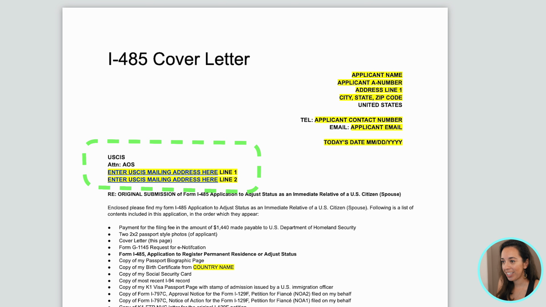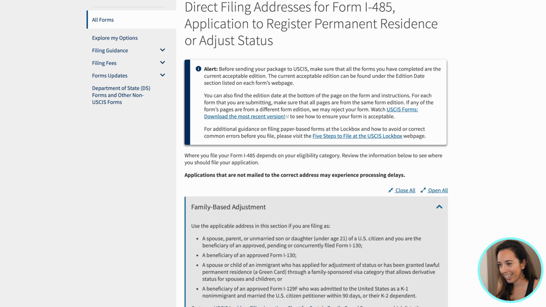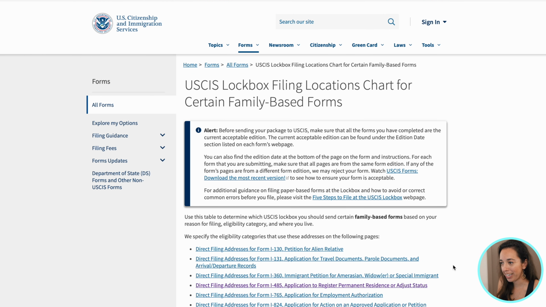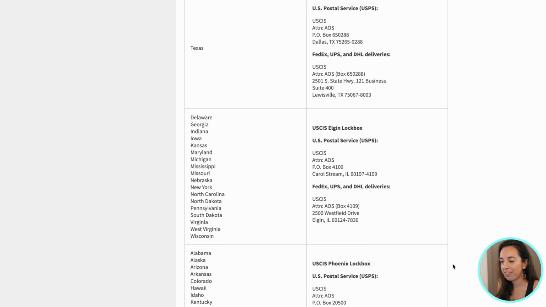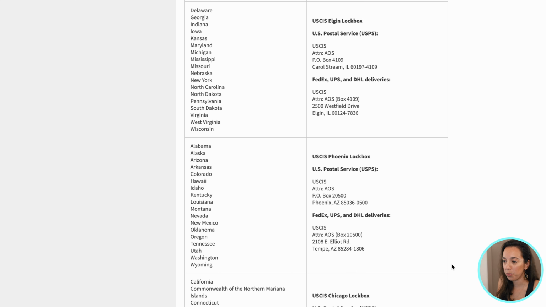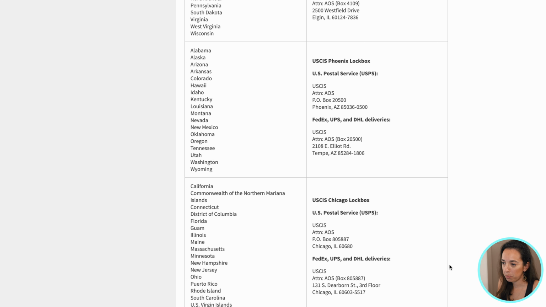We then included the USCIS mailing address that we sent our application to. To find out where to mail your application, you're going to go onto the USCIS website and find the lockbox filing location chart for family-based forms. Here, they provide a list of addresses depending on which state you're based in. So for example, we mailed our form via USPS to the Chicago lockbox because we're based in Florida.